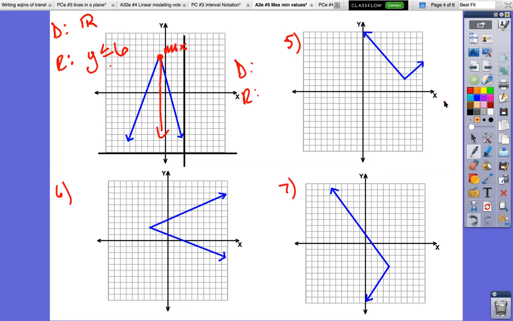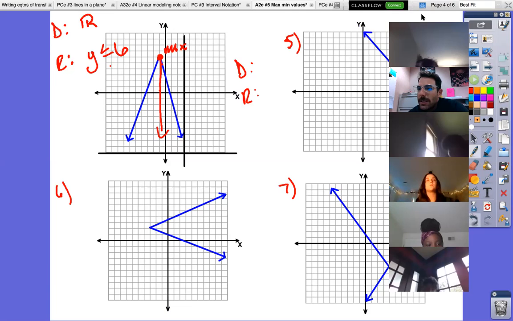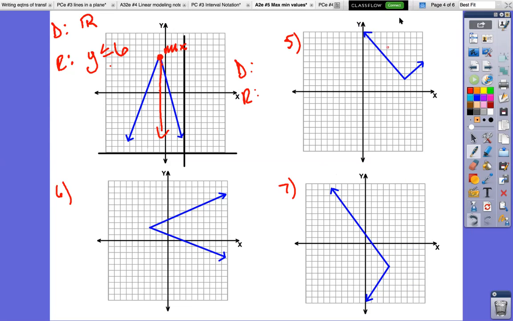Okay, now I want to know some reasoning also, and I'm probably going to end up calling on about 3 people. So I'm going to start with Gustavo. Gustavo, go ahead and unmute your mic real quick. What do you think on this problem? What do you think the domain is going to be here? All real numbers. And why do you say your domain is all real numbers?